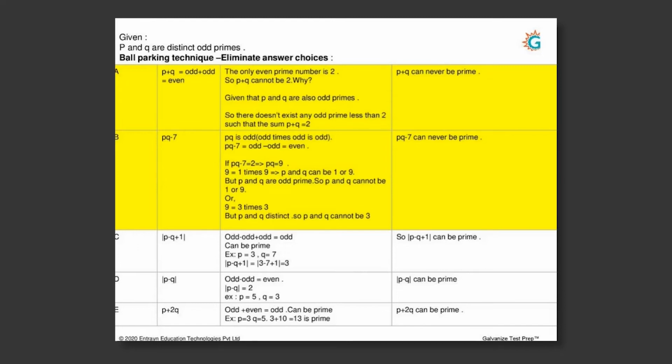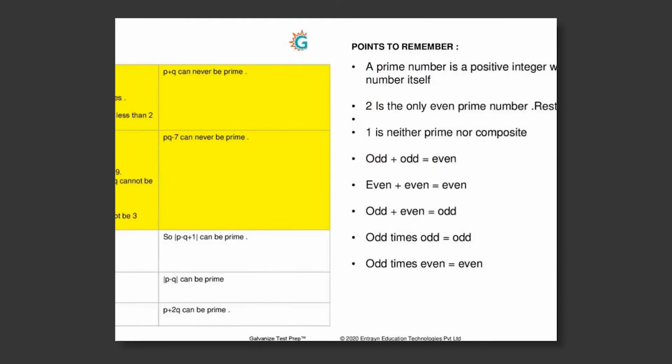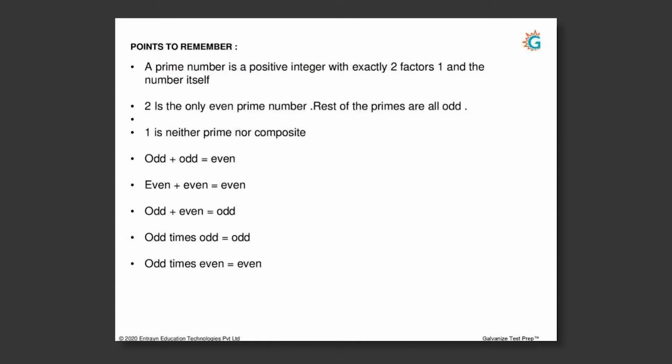Now, Radhika was asking, do we have to learn this properly? That is odd plus odd, those techniques. Yes. Points to remember: a prime number is a positive integer with exactly two factors, one and the number itself. 2 is the only even prime number. The rest of the prime numbers are all odd.